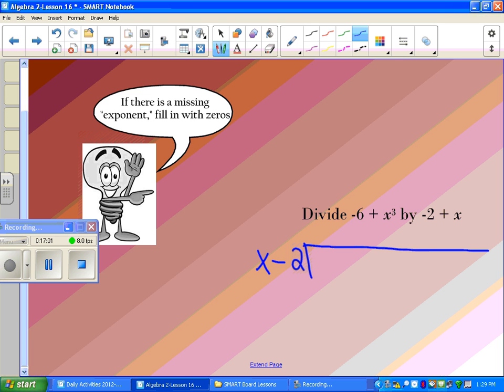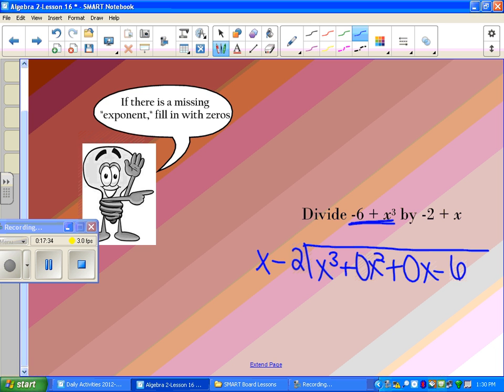What's your highest power here? Do we have an x squared? We have none of them. So we put 0. It's a placeholder. 0 times x squared is 0. Right? So we haven't changed the polynomial. Plus what? 0x minus 6. Make sense?